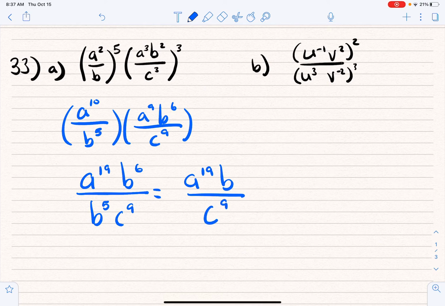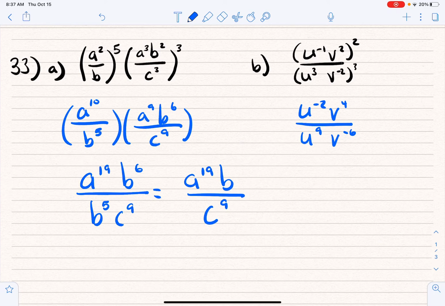Okay, for part B, I've got some negative exponents here, so some things are going to get moved. But I've got to deal with that outer exponent first. I can't move before I deal with that. And so this first one is going to become u to the negative 2, v to the fourth power, over u to the 9th, v to the negative 6th power. Okay, now I can do the moving.